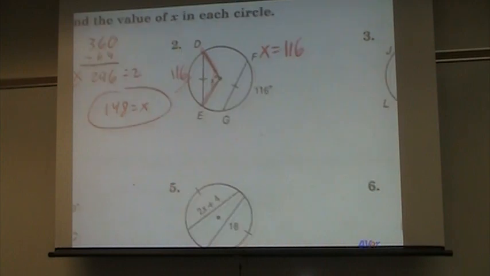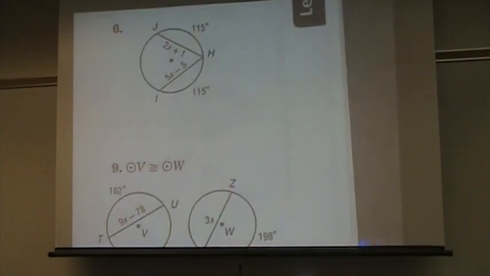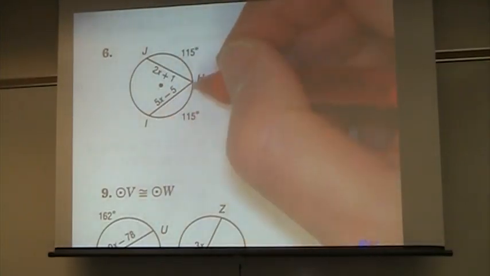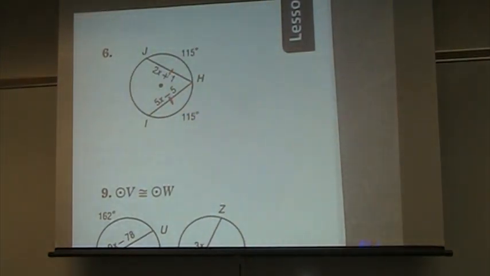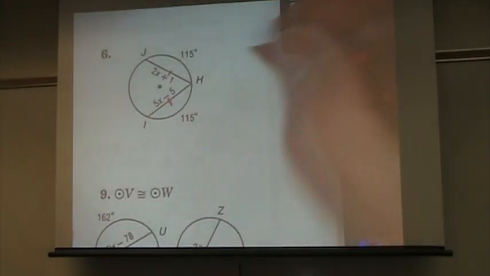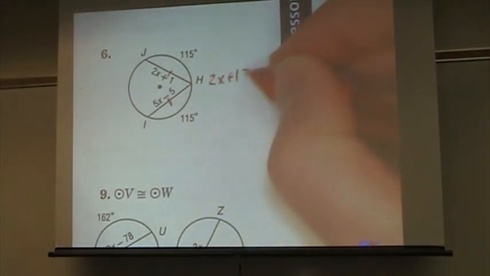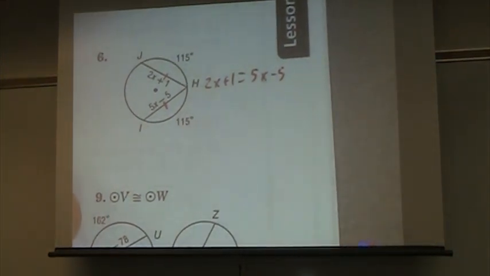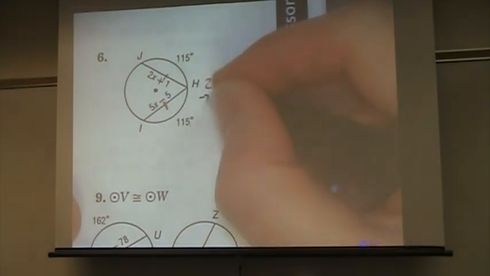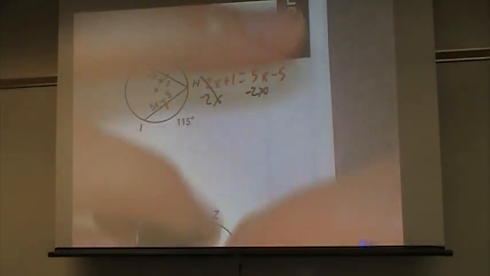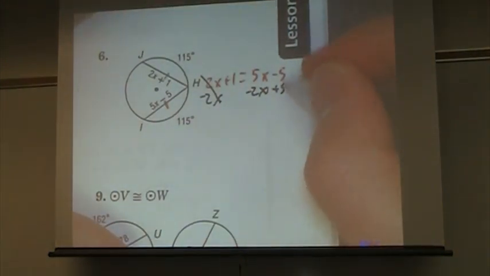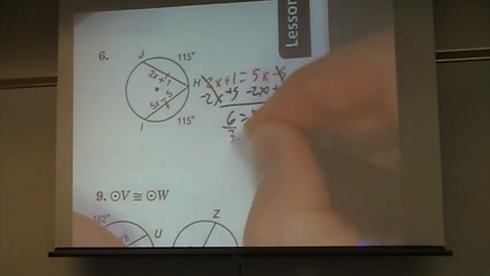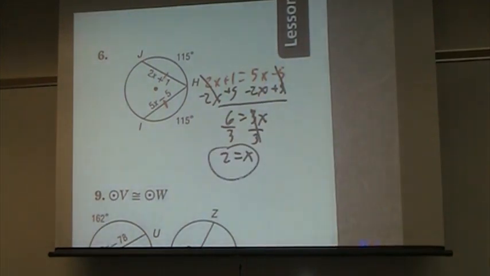Let's see, is there anything else I gotta do? Let's shoot down to number 6, because that looks like we might have to do some algebra. Because if these arcs are the same, you know their chords are the same, and if the chords are the same, boom! You can set up your equation. 2x plus 1 equals 5x minus 5. And when you get to here, it's time to isolate your variables. 2 equals x. Boom. And you're done.